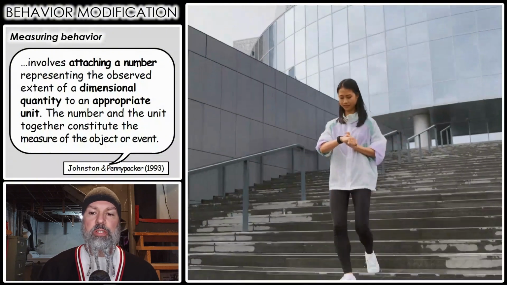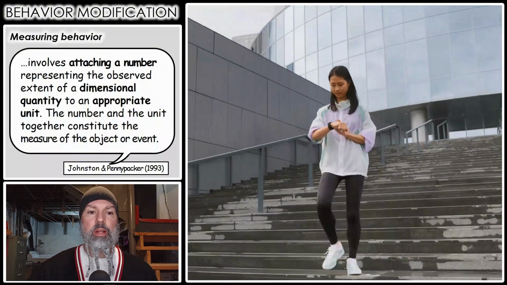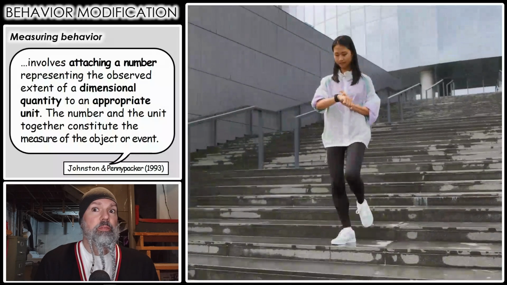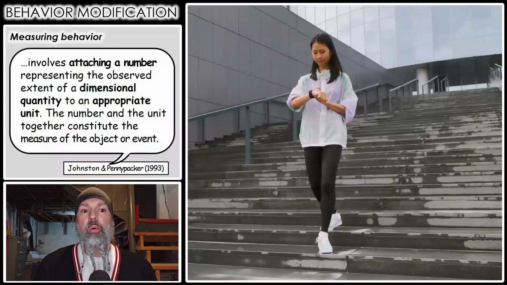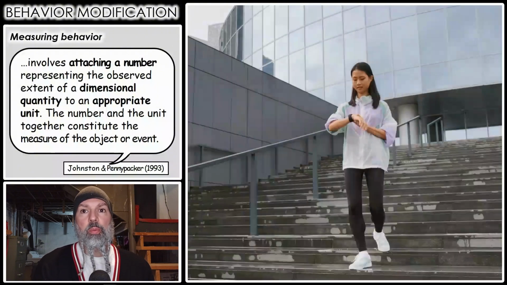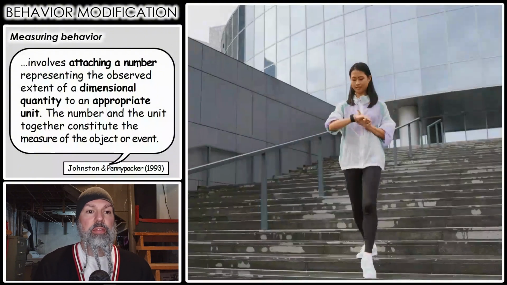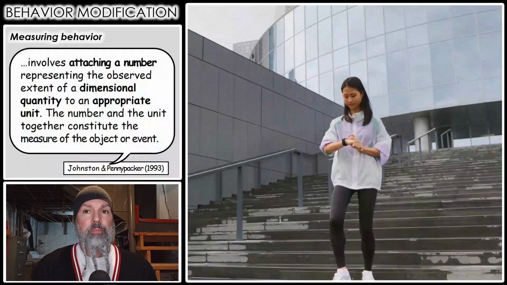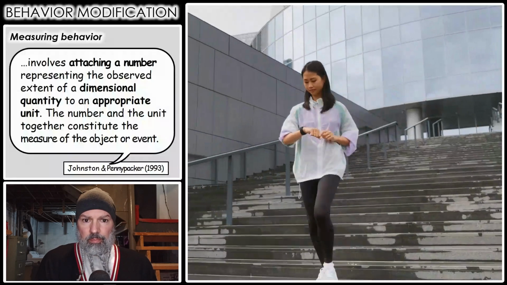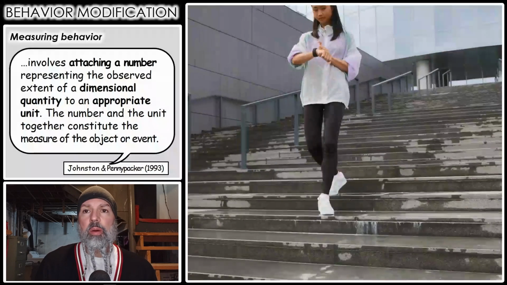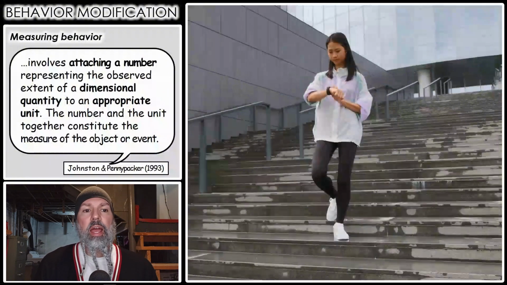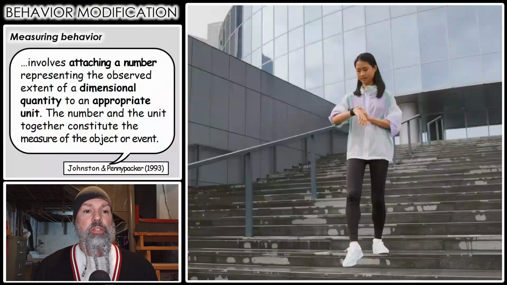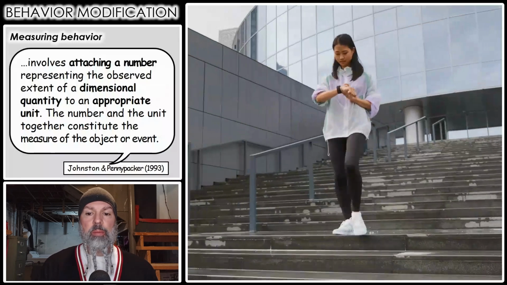And then when we measure the behavior, we attach a number to that dimensional quantity and that appropriate unit. So if we took 500 steps, dimensional quantity is steps, appropriate unit is the number of steps, and the number we attached is 500. If we're tracking the distance, dimensional quantity is the actual distance that we go, appropriate unit might be meters, and attaching a number, we might have gone 1,500 meters. So that is how you measure a behavior.